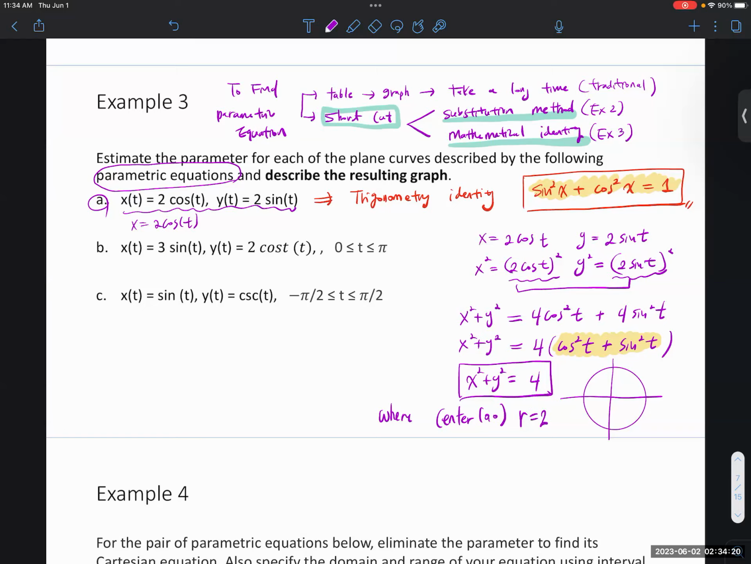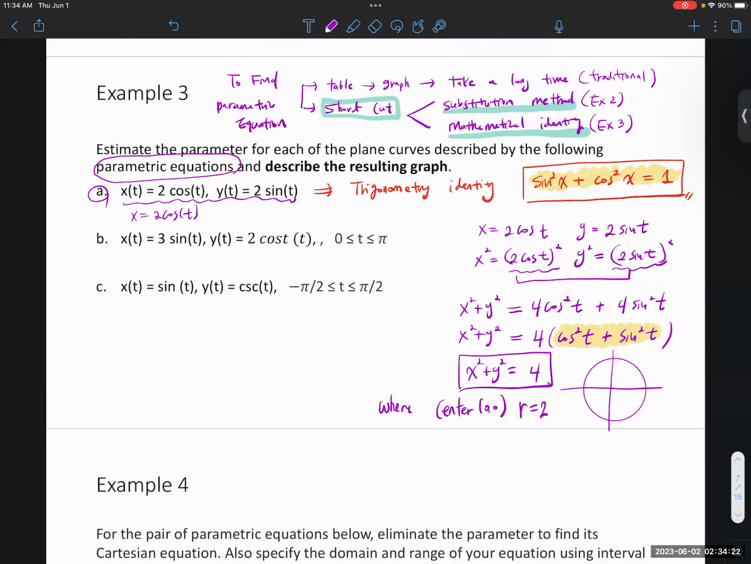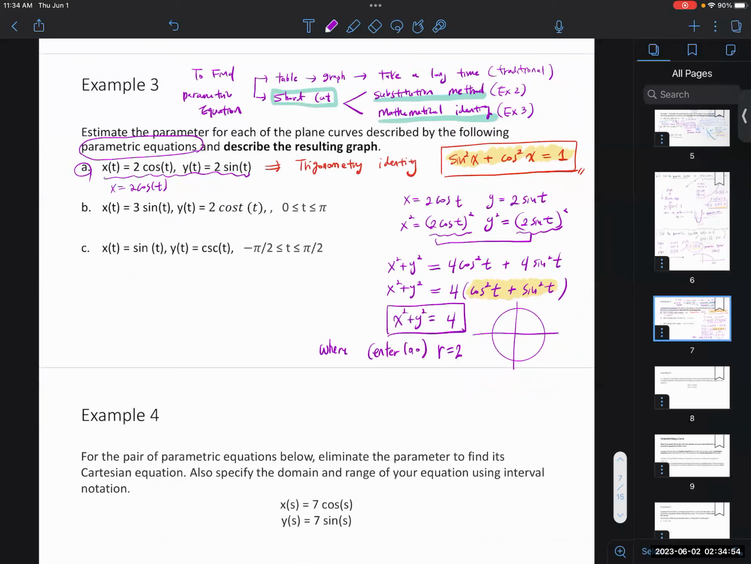So that's your answer. Letter A, we just described the graph. The parametric equation of A, from those two x and y functions, is a circle equation, with center at (0, 0) and radius 2. That's how you handle somewhat complicated functions to find the parametric equations. Got you? So we're going to keep going with letters B and C. Maybe you could try that, but let's try it together.